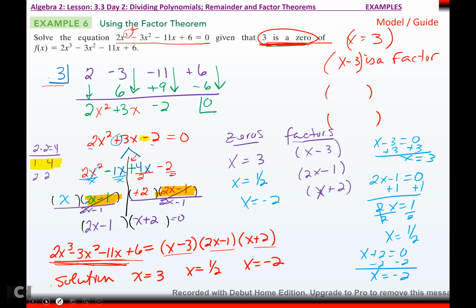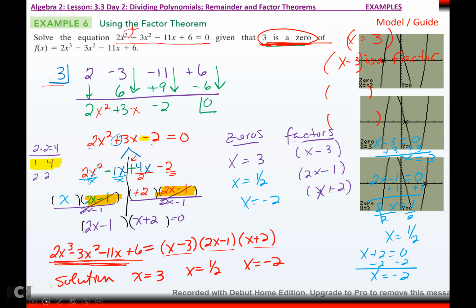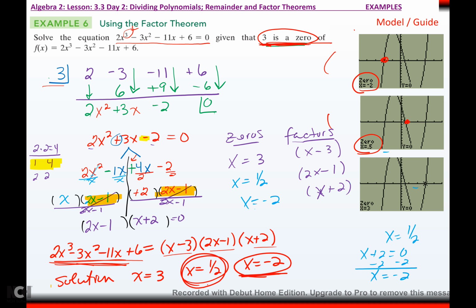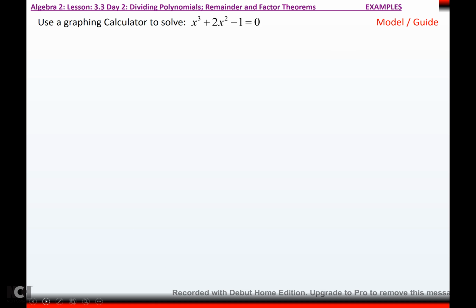I'll show you how I did this on the calculator later, but right now let me erase all my writing over that. Do you see right there, there's my x equals -2. Right here, that 0 is at 0.5, that's why x equals 1/2. And right here, x equals 3, there's my 0. Okay, cool.